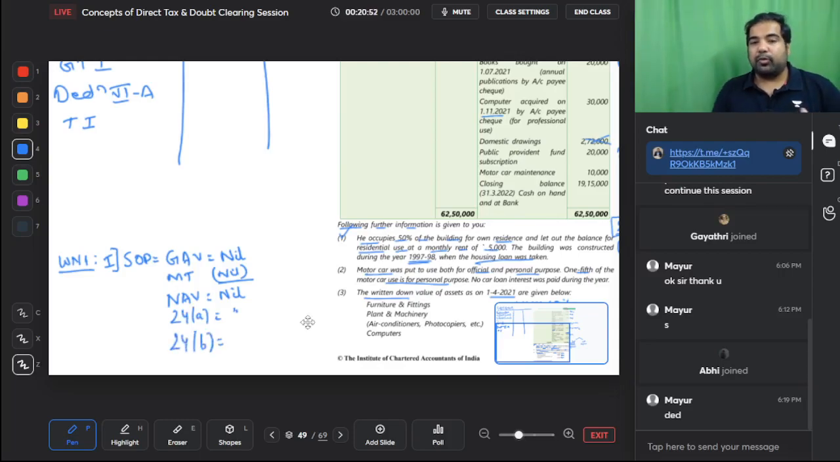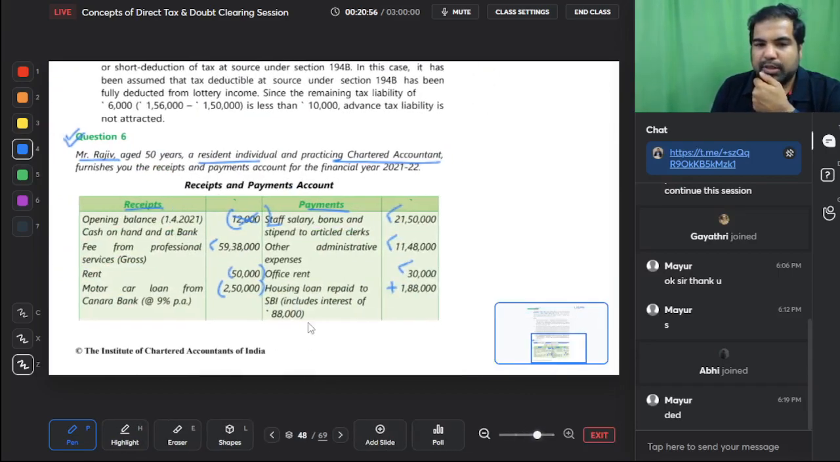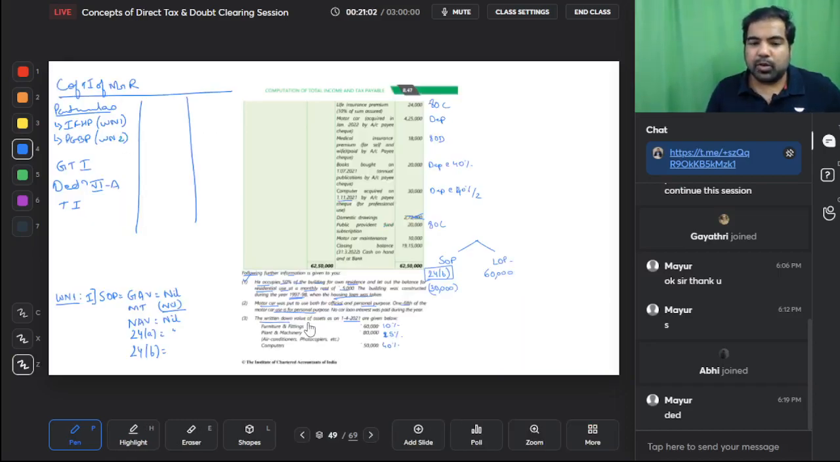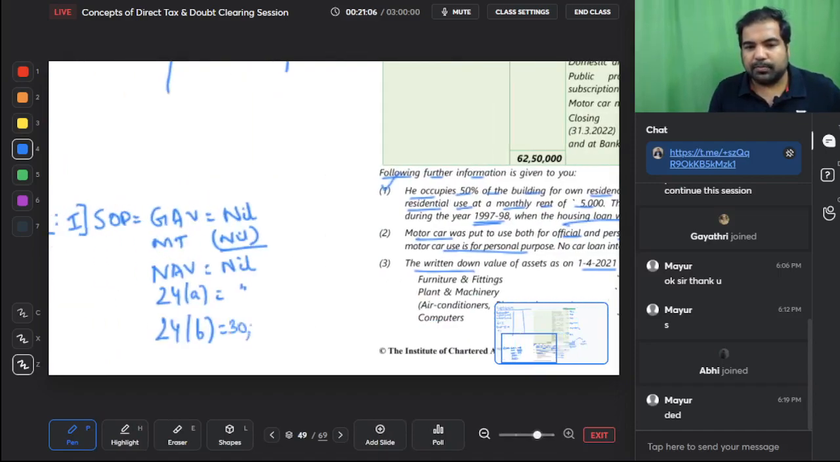Now for 24B, first we'll have to see how much interest he is paying. If you see, housing loan repaid to SBI includes interest of 88. Now 88 half is 44. But 44 you cannot take, you can only take 30,000. So you will minus 30, and that is your loss from house property, at least the SOP part.